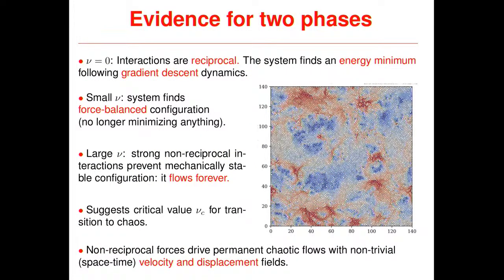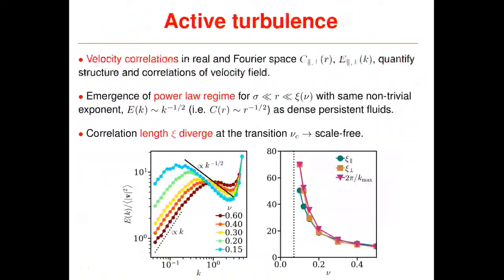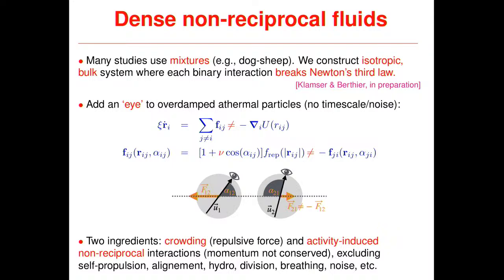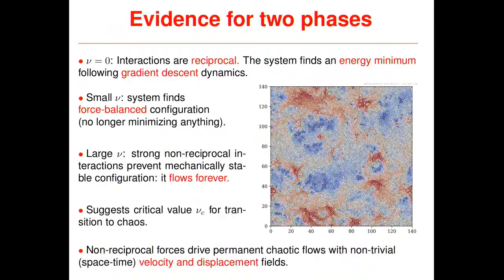So again, when nu is equal to 0, the interactions are reciprocal. It means that the equation is just r dot is minus the gradient. So you follow the gradient. So this is a gradient descent. So when the forces are reciprocal and nu is equal to 0, you follow the gradient. And when you are at the bottom in an energy minimum, you stop. This is just gradient descent dynamics. Okay? So clearly, the system is going to find an energy minimum. You will be there, and you won't move anymore. So no non-reciprocity, no motion.